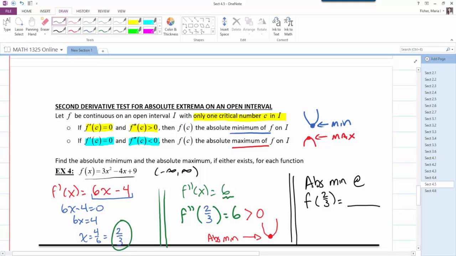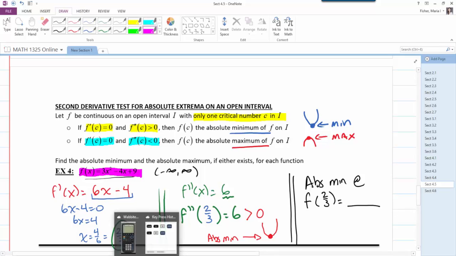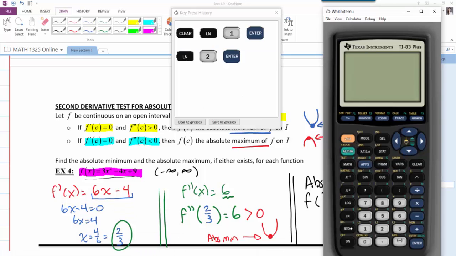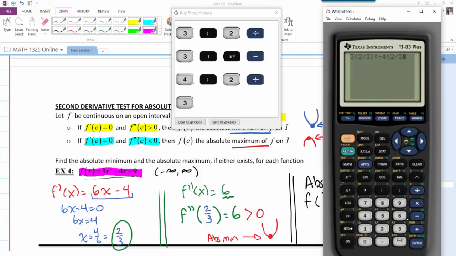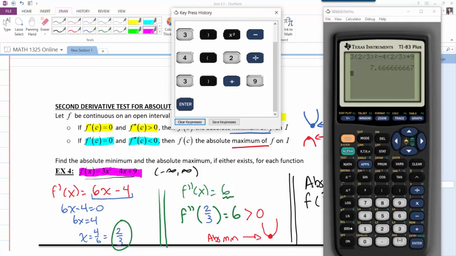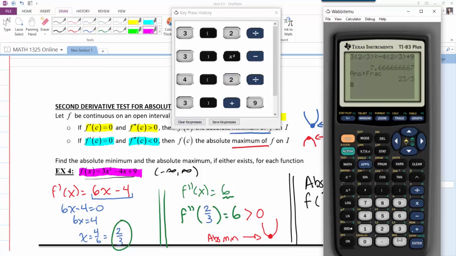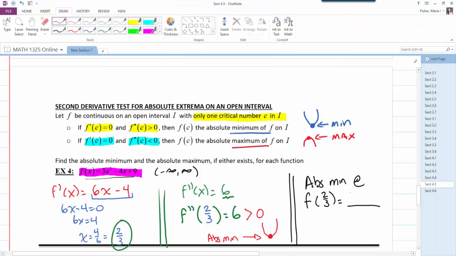Now to figure out what the y is, we need to plug 2/3 back into our original function. So let's go ahead and plug that back into our original function here. So we have 3 times 2/3 squared minus 4 times 2/3 plus 9. Hit enter, and I'm just going to make this into a fraction. So I hit math, and then I hit enter again, and enter, and I get 23/3. So my absolute minimum is that f of 2/3 equals 23/3.